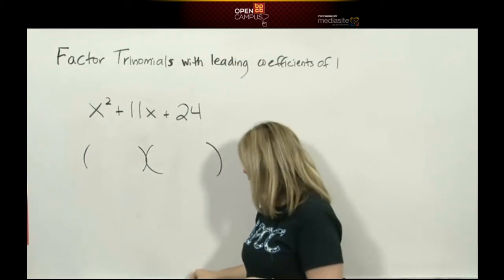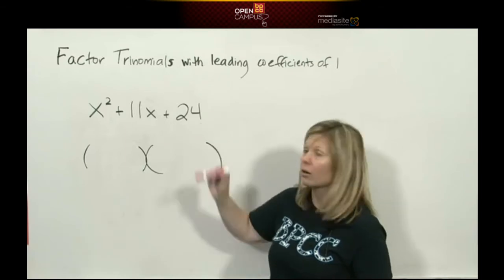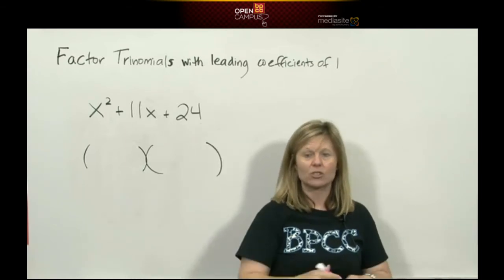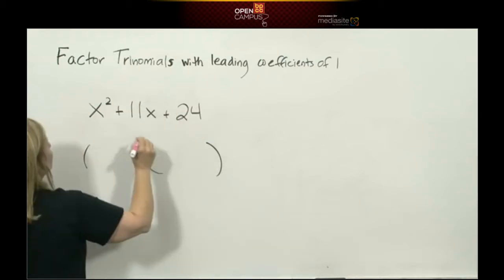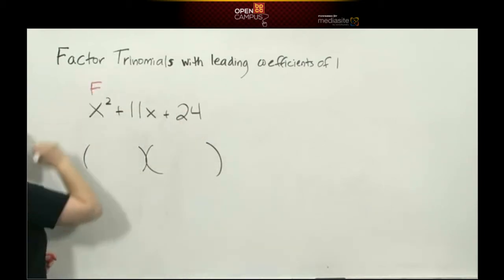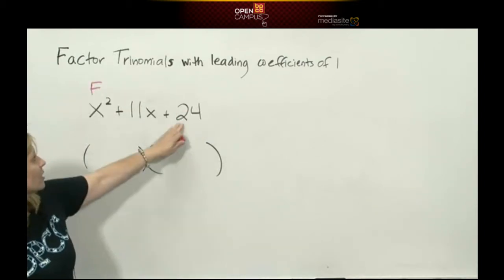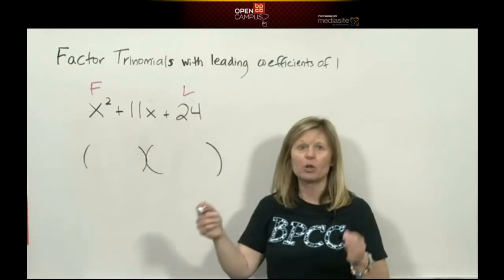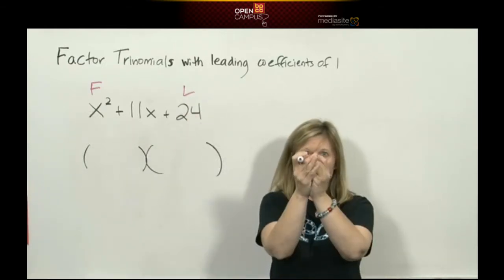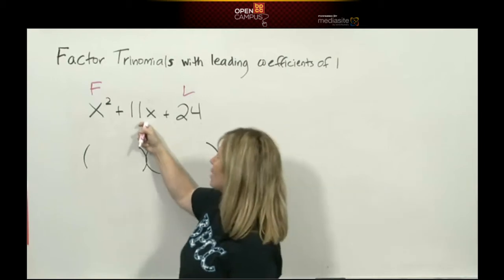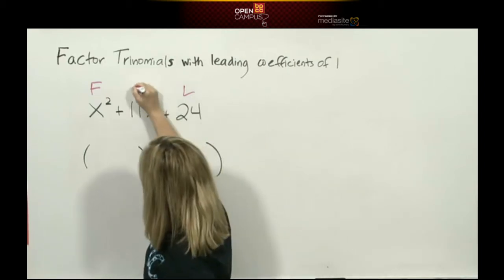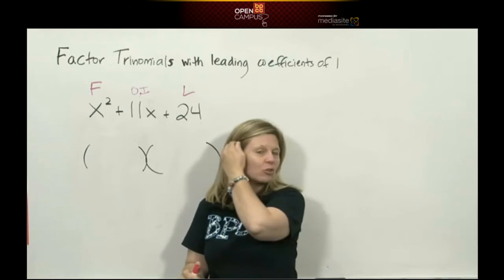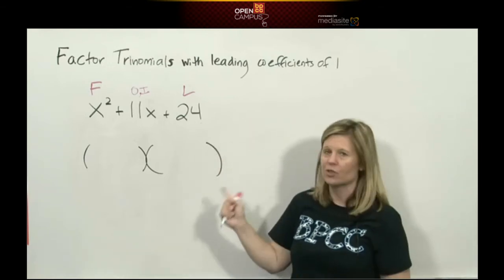So I'm going to write FOIL up here. We know the acronym FOIL stands for first, outer, inner, last. So which term is first? That's right, x squared. Which term is last? That's right, 24. Now there is no outer or inner term because remember when you do outer and inner, you put them together, they're usually like terms, and that's what makes the middle. The middle term is the outers and inners put together. So every time I factor a trinomial, I think we're going to do backwards FOIL.